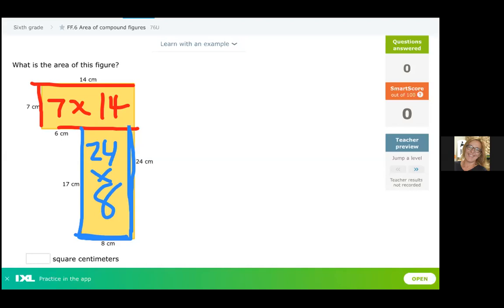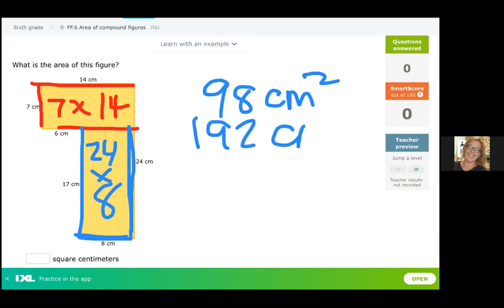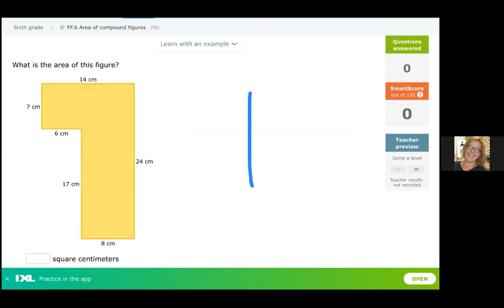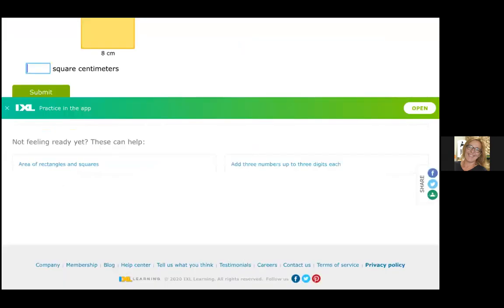So if you could do that with me, please. The 7 by 14 would give us 98 square centimeters. And the 24 by 8 would give us 192 square centimeters. And so all we need to do then is add those together to get 290 square centimeters. Okay, so I'm going to enter that answer. Let's see how we did.